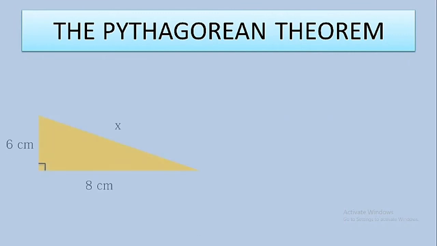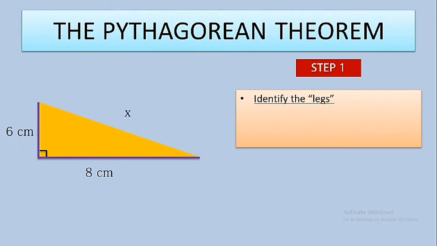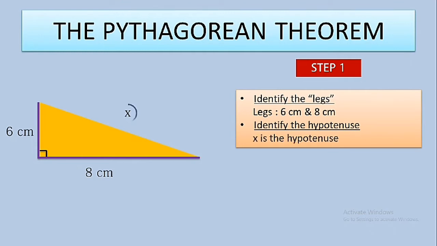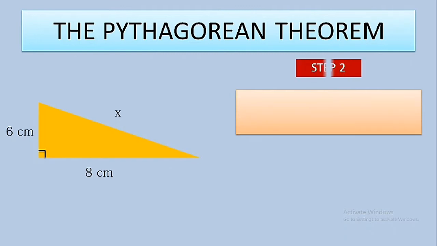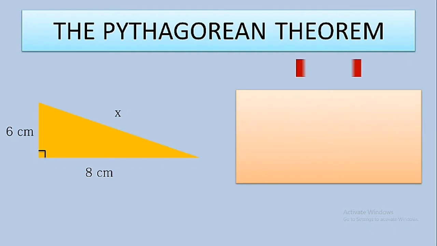So, if we have an example like this, how do we solve it? Step 1. Identify the legs and the hypotenuse of the right triangle. The legs have lengths 6 and 8. x is the hypotenuse because it is opposite the right angle. Step 2. Substitute the values into the formula. Remember, c is the hypotenuse. Step 3. Solve for the unknown.